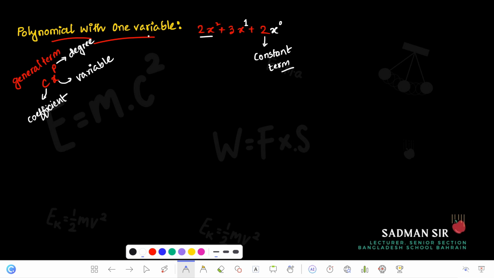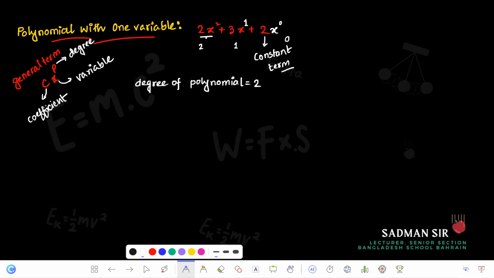Now you might be asked, what is the degree of the first term? The degree of the first term is 2, okay, and the degree of the second term is 1, and the degree of the last term is 0. So what is the highest degree we have here? It is 2, right? That is called the degree of the polynomial. If I ask you what is the degree of the polynomial, then you will mention only the highest degree.